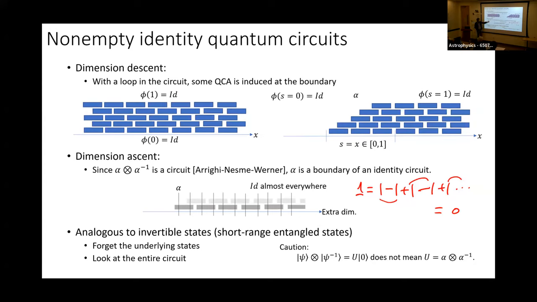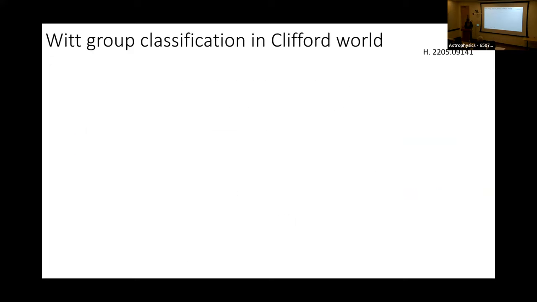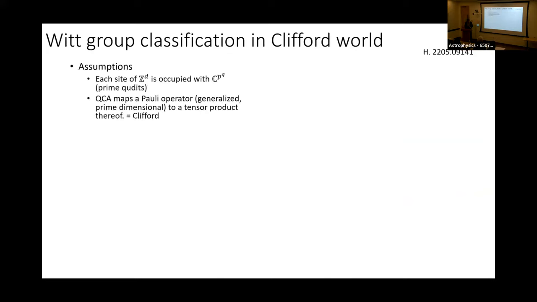So I have successfully implemented a locality preserving unitary in one dimension using a circuit. And this overall argument is exactly the same as what is called the invertible states. So this is another name for short range entangled states. That's really interesting. Classify them. And you can actually classify some things, for example symmetry breaking. I just mentioned it, we might mention this.